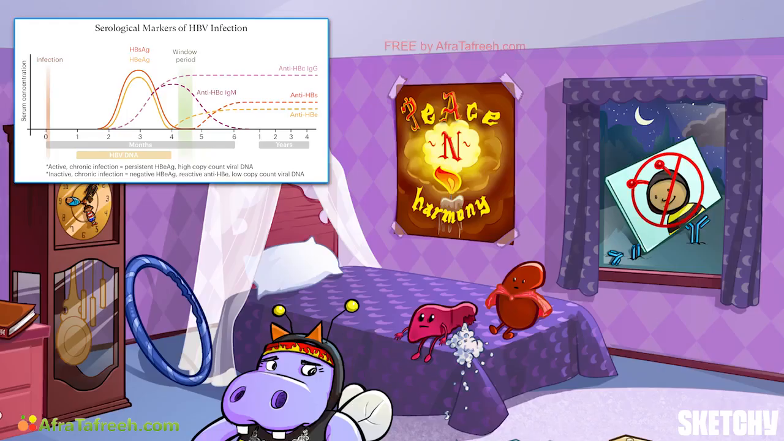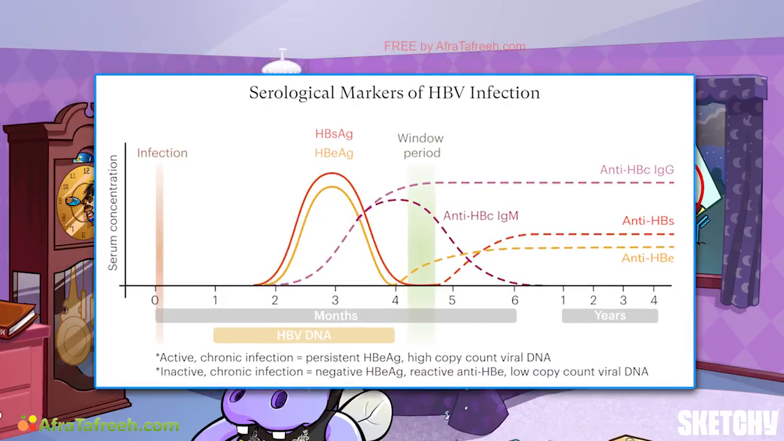If surface antigen is negative and other antibodies are positive, including surface antibody and core IgG antibody, think resolved infection. Chronic infections are divided into two phases, an active phase and an inactive phase, marked by persistence of detectable surface antigen. Active chronic infection is marked by persistence of specifically E antigen with a very high load of viral DNA. In contrast, inactive chronic infection is marked by negative Hep B E antigen with positive anti-Hep B E antibody. Also, you'll see much lower copy counts of viral DNA.